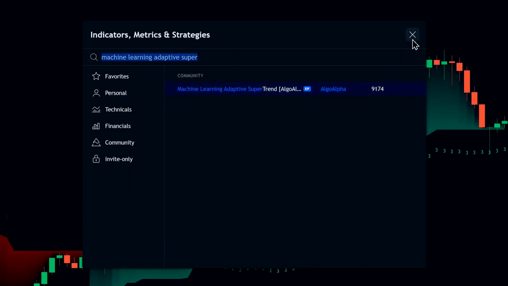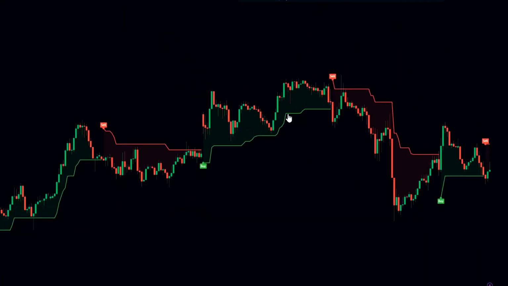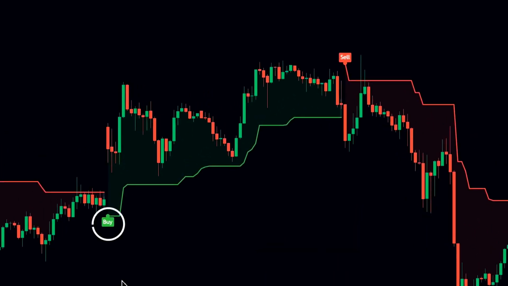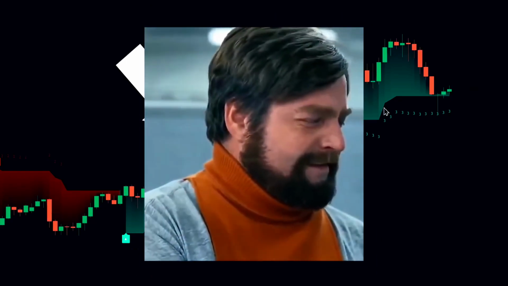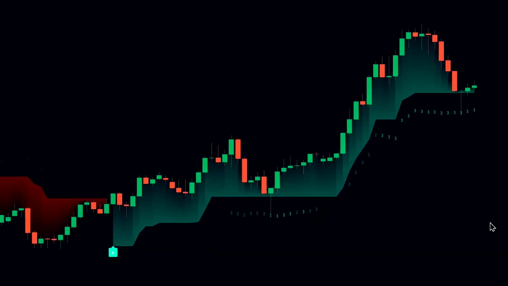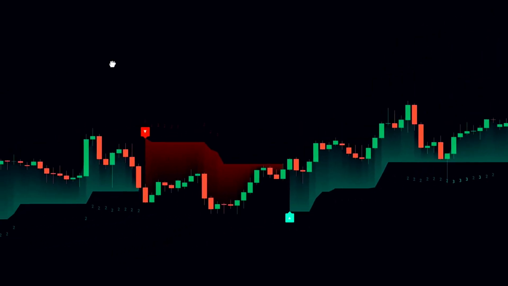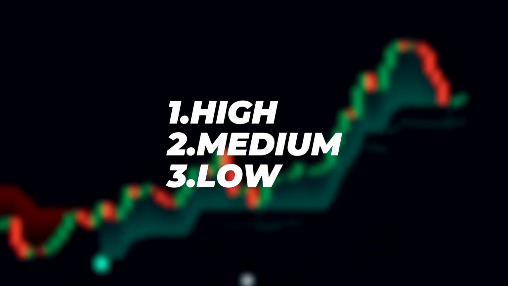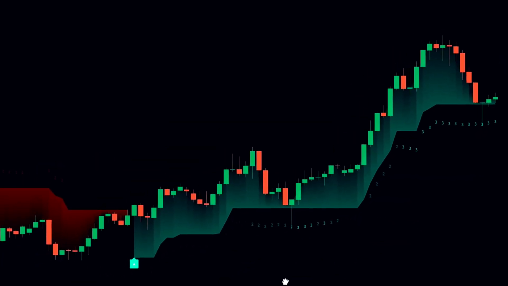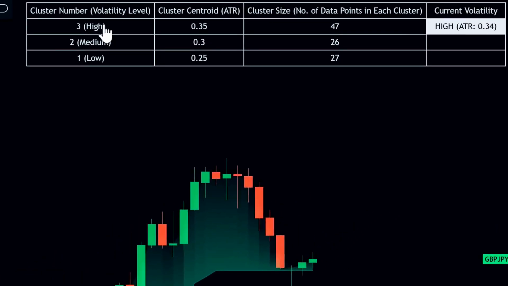You're probably already familiar with the traditional Supertrend indicator, which identifies bullish and bearish market trends while also giving buy and sell signals. Now you might wonder what sets this new indicator apart. The answer is machine learning. But what exactly does that mean here? This indicator uses a technique called K-means clustering, which classifies market volatility into 3 levels: high, medium, and low. By incorporating these classifications, the Supertrend adapts more effectively to fluctuating volatility.